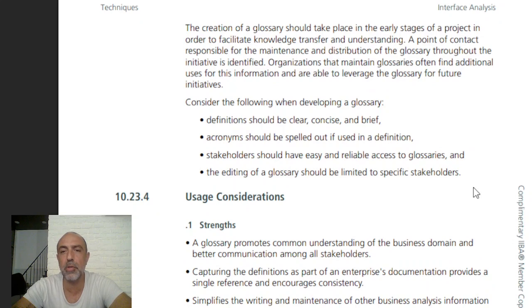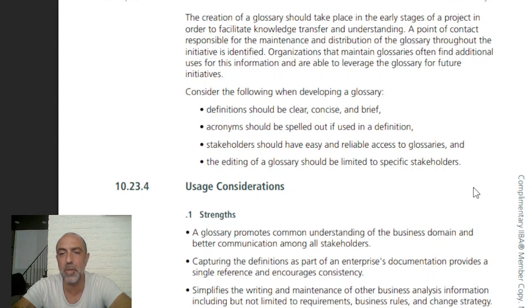The creation of a glossary should take place in early stages of a project in order to facilitate knowledge transfer and understanding. A point of contact responsible for the maintenance and distribution of the glossary throughout the initiative is identified. Organizations that maintain glossaries often find additional uses for this information and are able to leverage a glossary for future initiatives.